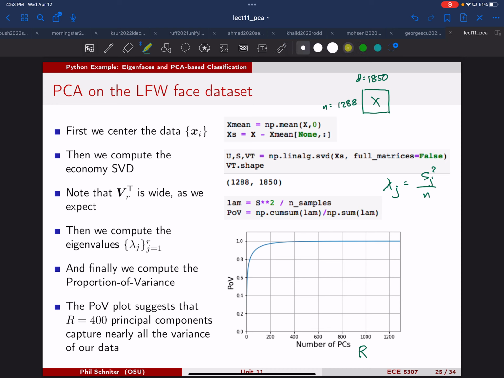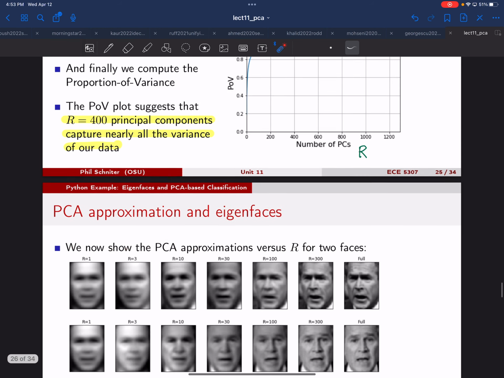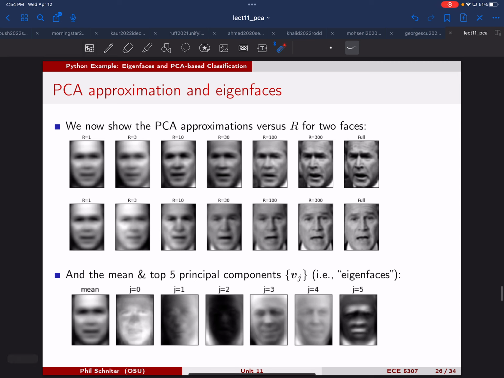So, the correct interpretation would be 400 principal components captures nearly all the variance of your data. So you have this point cloud in 1850 dimensional space, but you can come up with a subspace of size 400 that almost perfectly captures all the samples. There's very little energy outside that subspace.